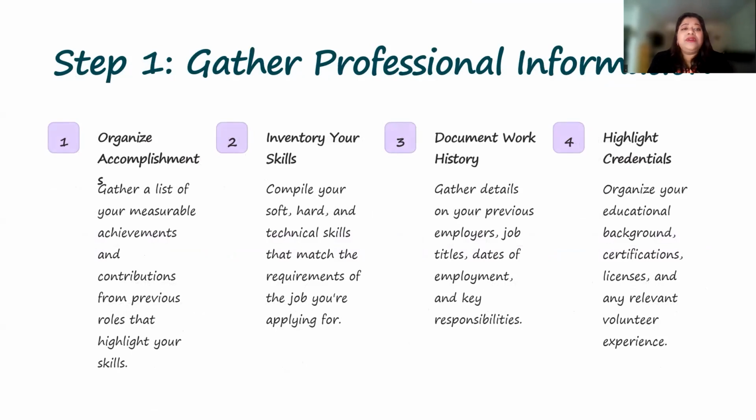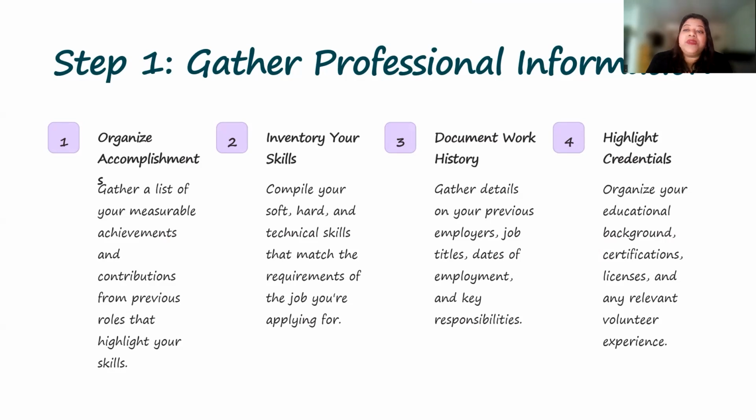What do you think could be your professional information? Well, your accomplishments, your work history, whatever skills you have, whatever achievements you have, your credentials, all this comes under professional information. So, number 1 is organizing the accomplishments. In this step, you will gather a list of those achievements which you can measure. It could be any contribution to any project. It could be any contribution which you have done in the previous role because of which your organization or your team got the benefit. Any award if you have achieved for achieving any target or successfully initiating any objective, anything it could be.